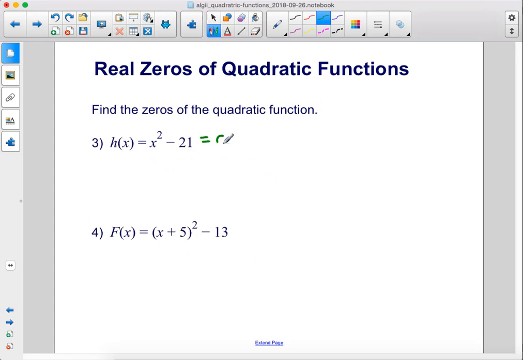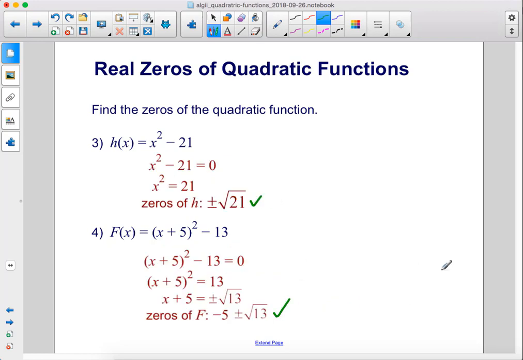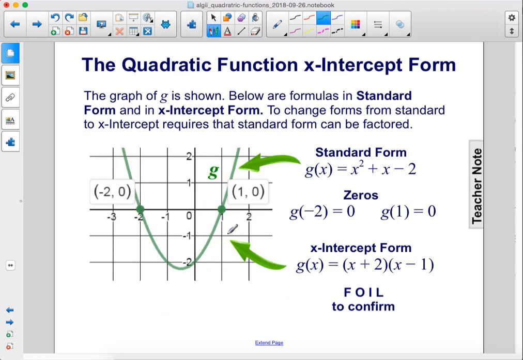All right, so we're going to set this equal to 0. That gives us x squared equals 21, or x equals positive or negative square root of 21. Since this can't be simplified further, these are the two zeros. Down here, we can set this equal to 0. So x plus 5 squared equals 13. Take the square root of both sides, and we get x plus 5 equals plus or minus the square root of 13. So x equals negative 5 plus or minus the square root of 13. And there we go.